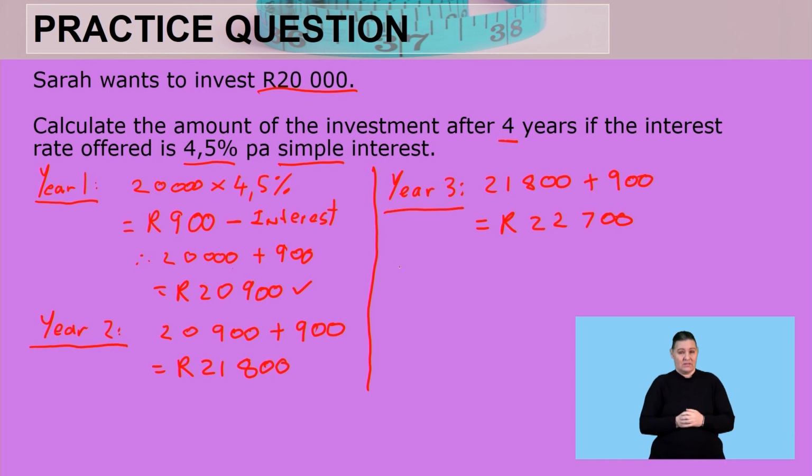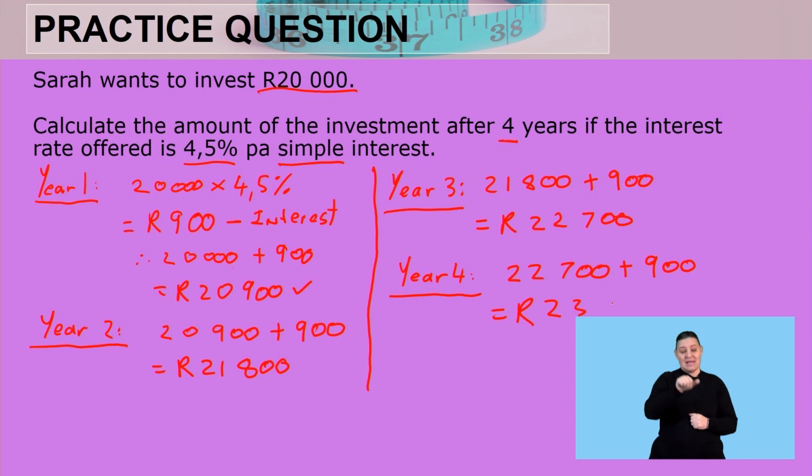And finally to year 4. We get 22,700 Rand, last year's amount, plus 900 Rand. And that gives me the amount after 4 years, 23,600 Rand. So again, she started off by investing 20,000 Rand. At the end of this all, she has in the account 23,600 Rand. Nice work. Let's carry on.